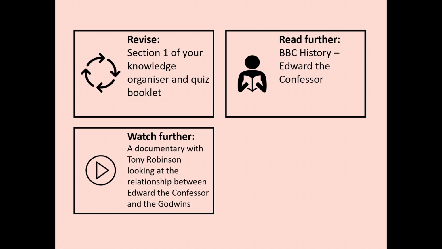Now, normally there would be a written task for you to complete that I would ask you to email to me or to your history teacher, but as this is an introduction, we don't have one. So if you want to take this a little bit further, if you want to revise it, section 1 of your knowledge organiser covers the same content that I've just gone through. If you want to read a little bit further, then I've included a link in the description, which is from BBC History, that talks about Edward the Confessor in a little bit more detail. And if you want to watch something that will take it a little bit further, then I've also included the link to a documentary from Tony Robinson. He plays Baldric in Blackadder, which looks at the relationship between Edward the Confessor and the Godwins.